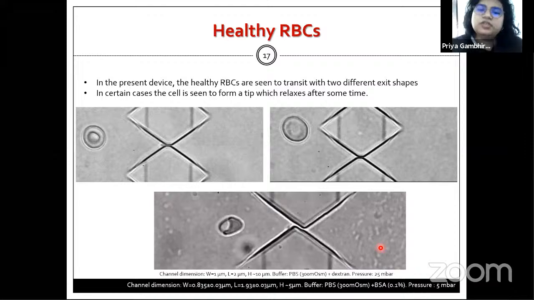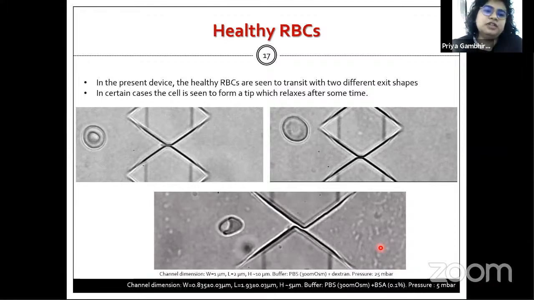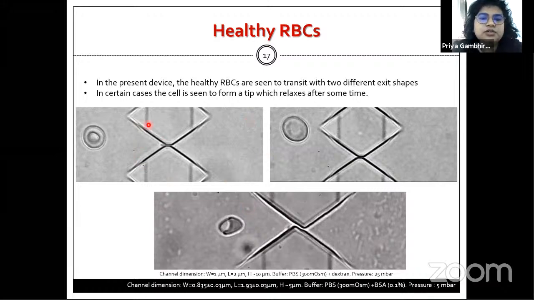Now I'll just quickly show a few videos of the red blood cell passing through these channels. Okay. So now here you see this is a micrograph. These rhombus things are solid PDMS, and the gap inside this is the actual channel. Now here is a red blood cell. All these three are healthy red blood cells. Okay. So we'll just see how they pass through.